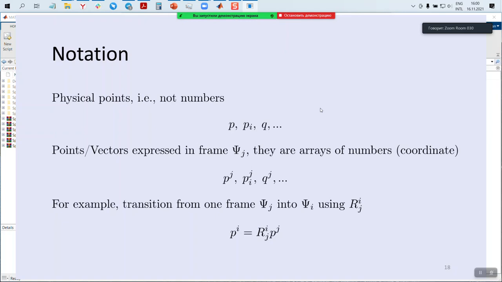Here you can see the notation that I'm using throughout the lectures. If we tackle just physical points that are not numbers, we do not use superscripts. There is nothing there. But if we express vectors in some frame, we put a superscript on top of the point. For example, you can describe the transition from one frame, PJ, into another, PI, just using a rotation matrix. Assume that you have PJ. If you multiply it with the rotation matrix, you will get PI here. This is what is called a rotation matrix.